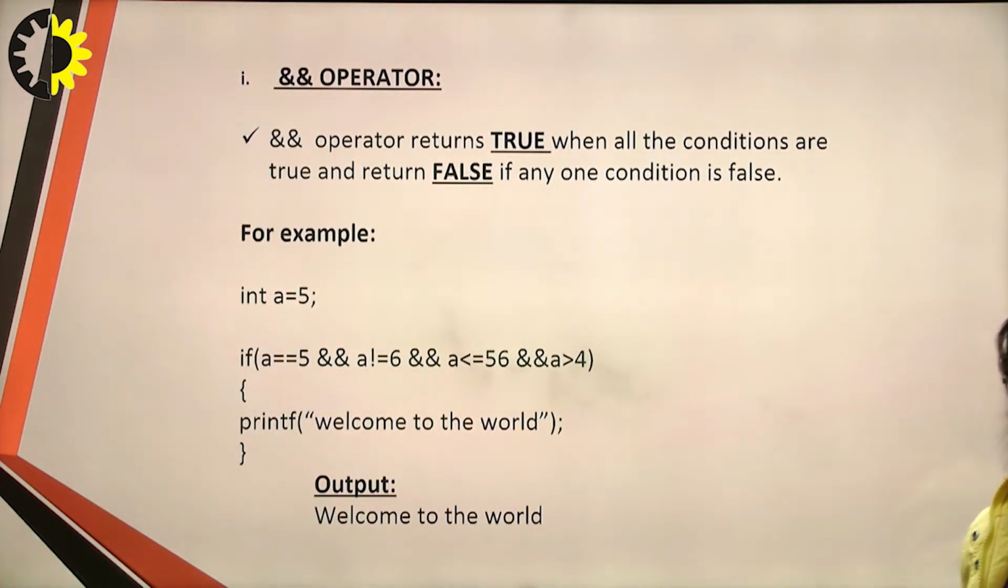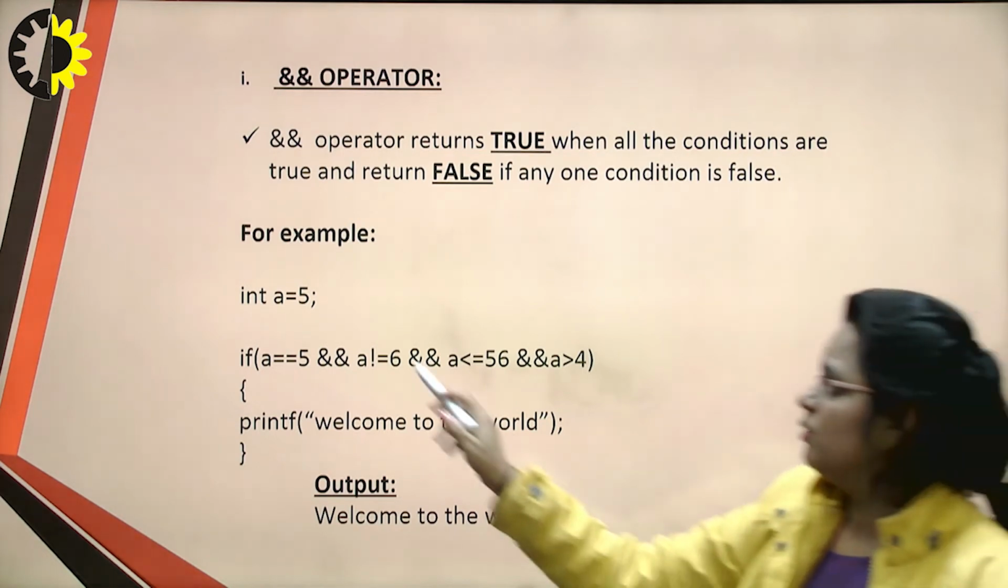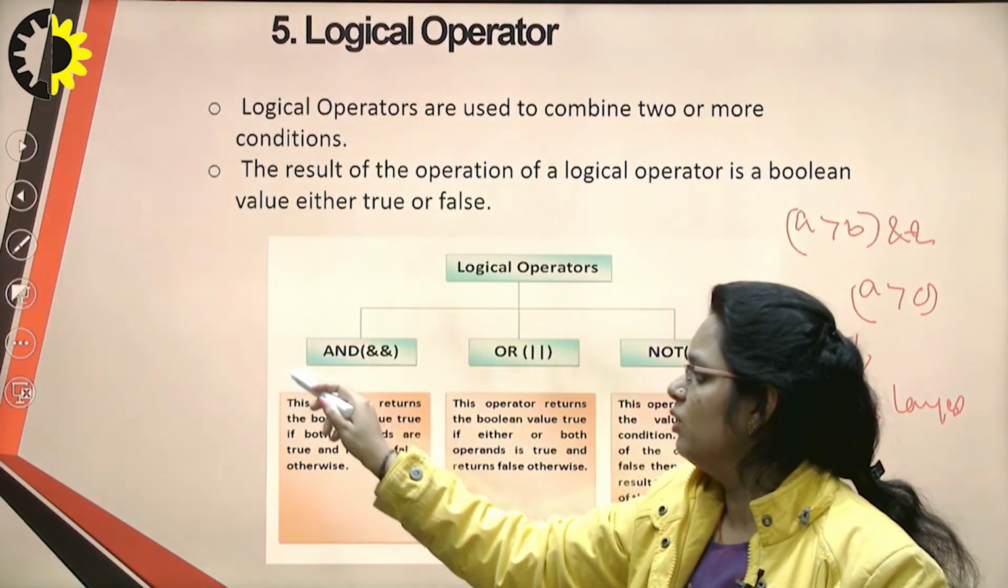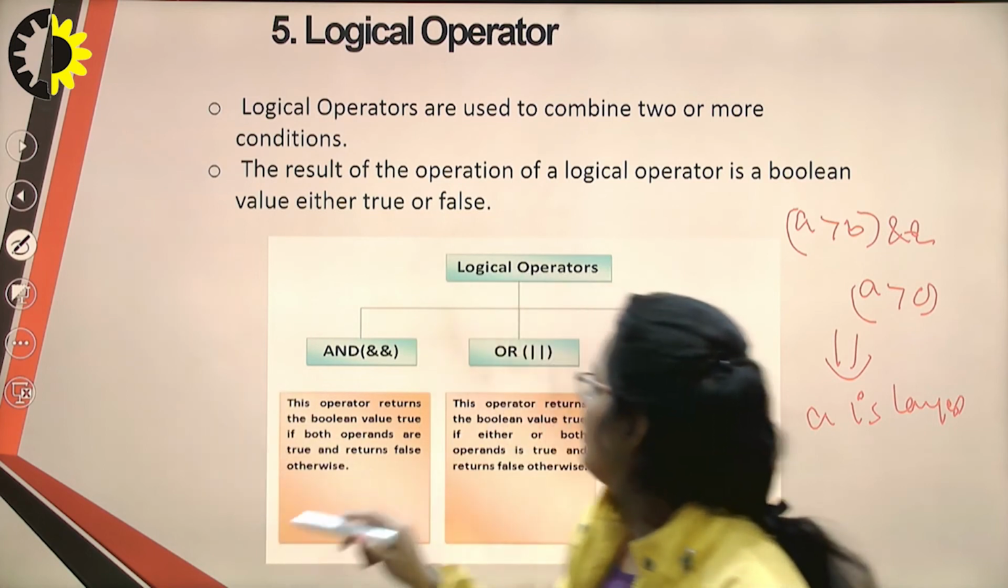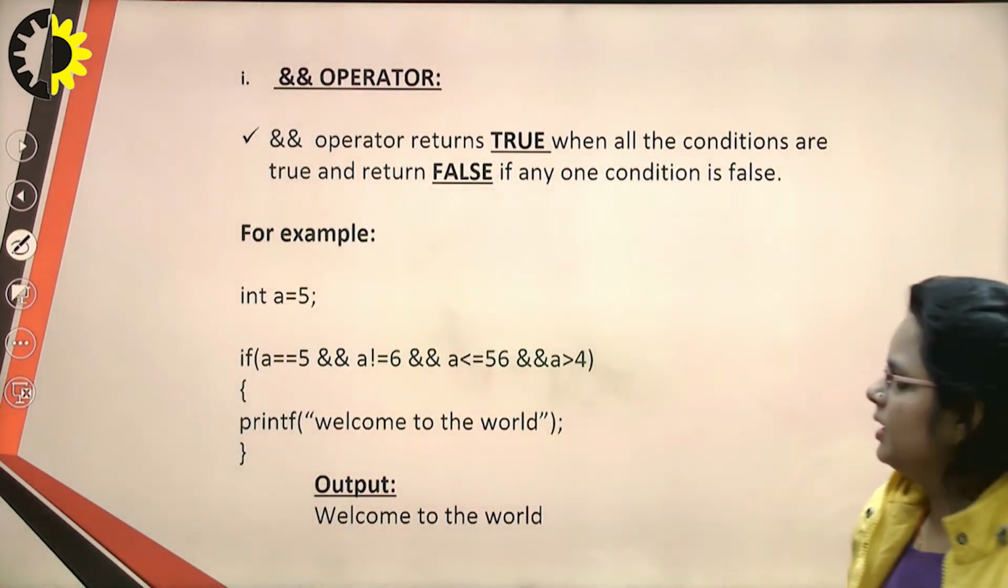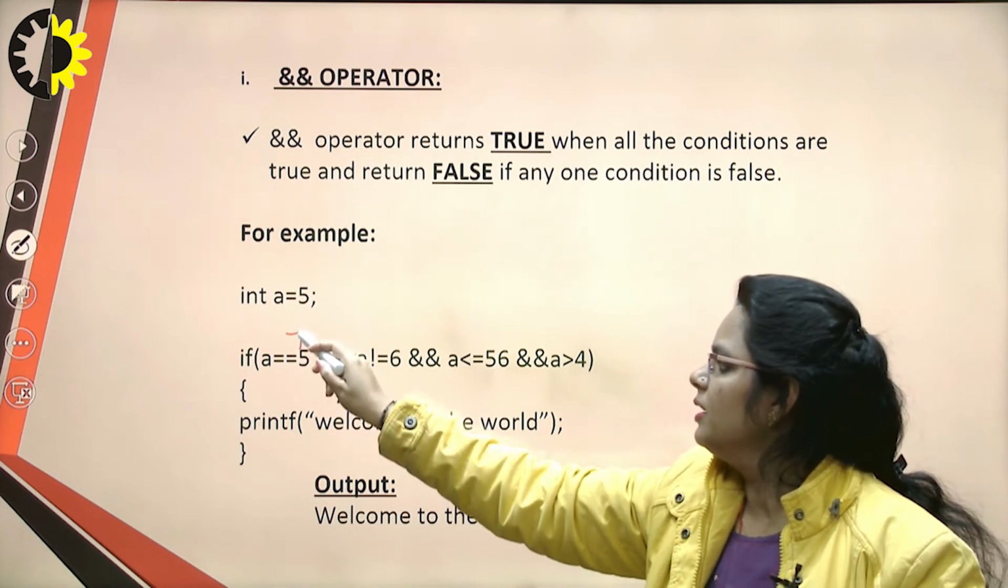Here is how the AND operator works. The AND operator returns true when all the conditions are true, and returns false if any one condition is false. So here we have an AND operator. Suppose A equals 5. Yes, the value of A is 5. So this condition is true, right?